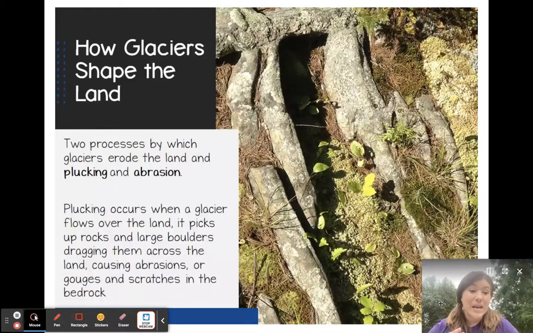So do remember that glaciers do involve movement. They're not just stationary. They're growing bigger, they're retreating, they're moving outward. So that movement is what's causing the erosion over time.